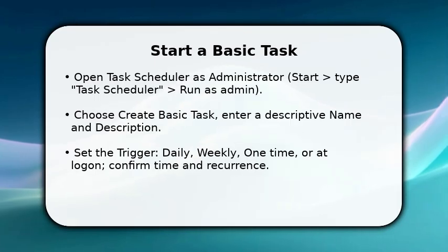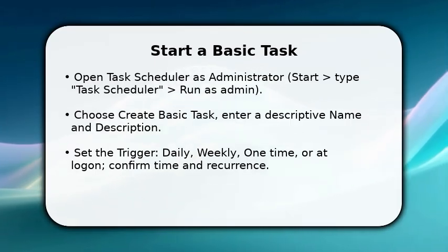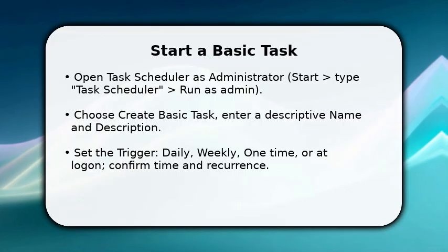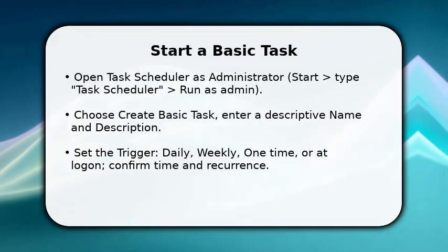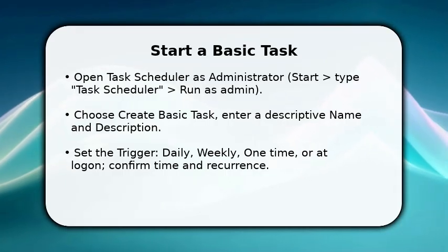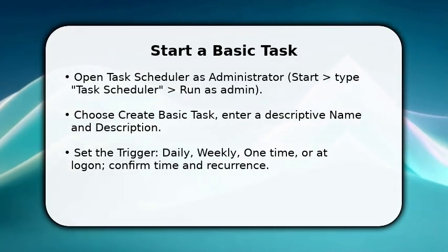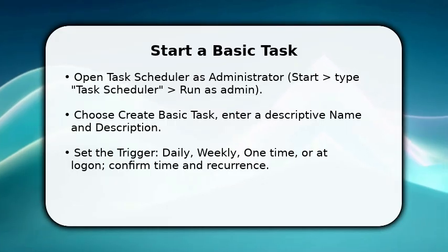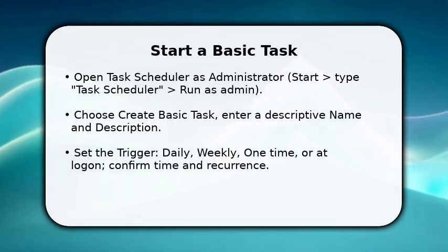You need admin rights and a clear goal. Start Task Scheduler and pick Create Basic Task. Name the task so you'll recognize it later, then choose a trigger that matches when you want it to run. For example, pick Daily and set the start time and recurrence. Once done, Task Scheduler knows when to launch the task.